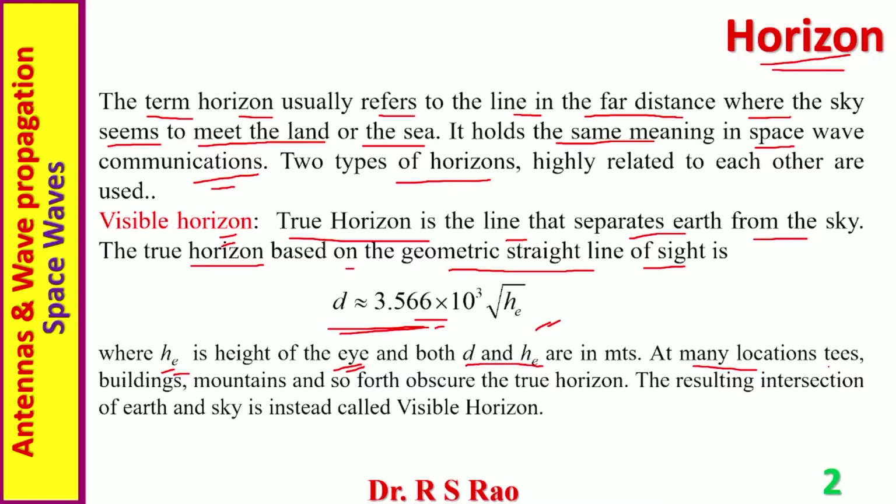At many locations, trees, buildings, mountains, etc. obscure the true horizon. The resulting intersection of earth and sky is called visible horizon. True horizon is the one in the absence of any obstructions. Visible horizon is the one in the presence of obstructions like trees, buildings, mountains.